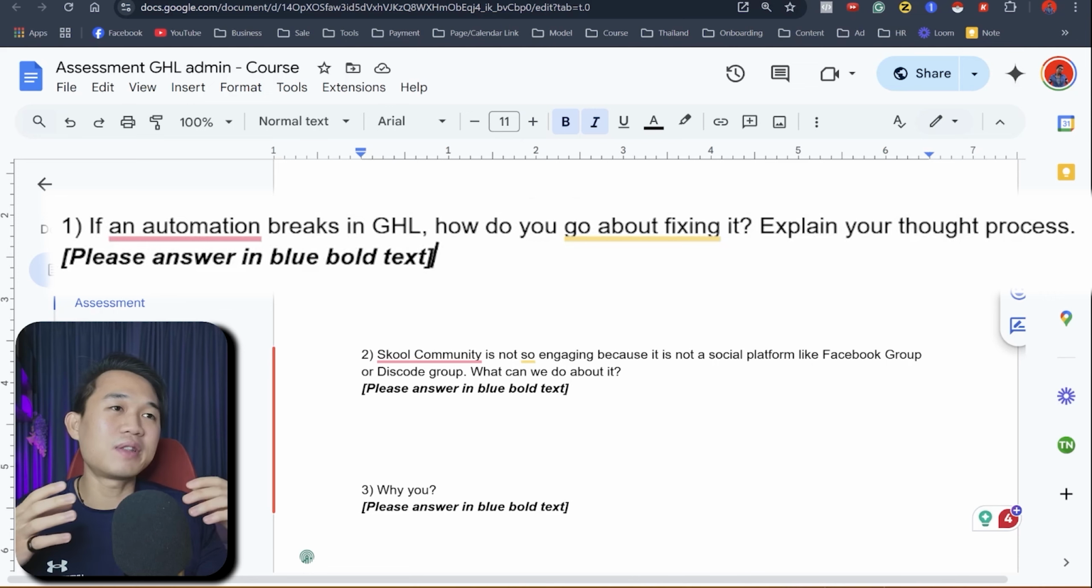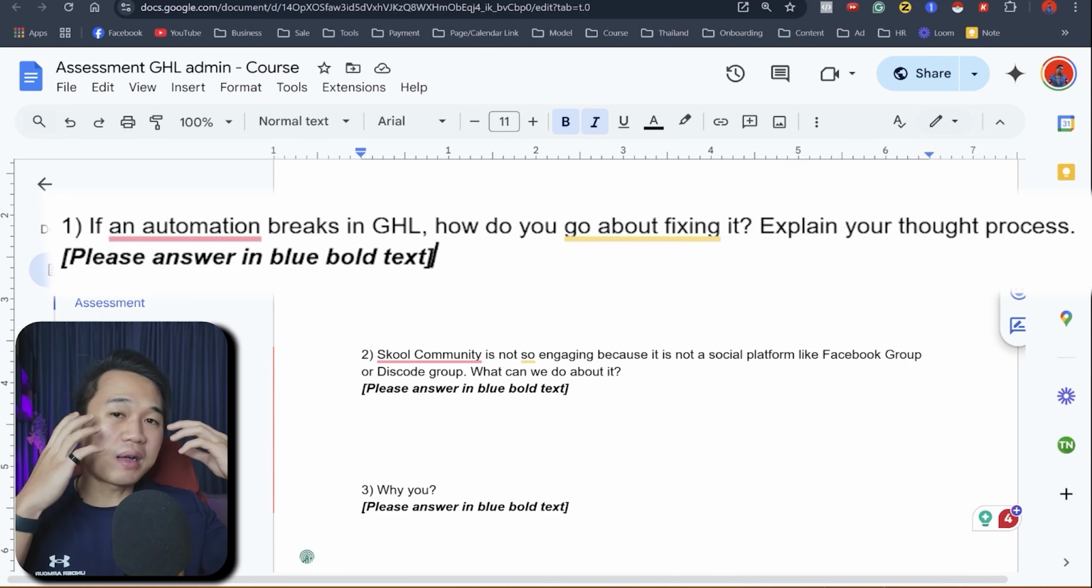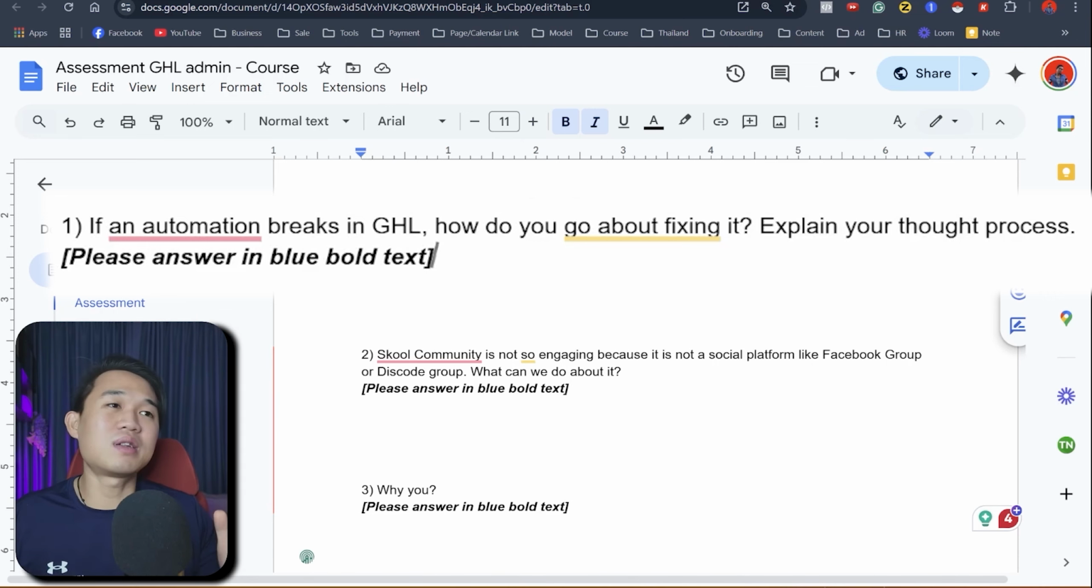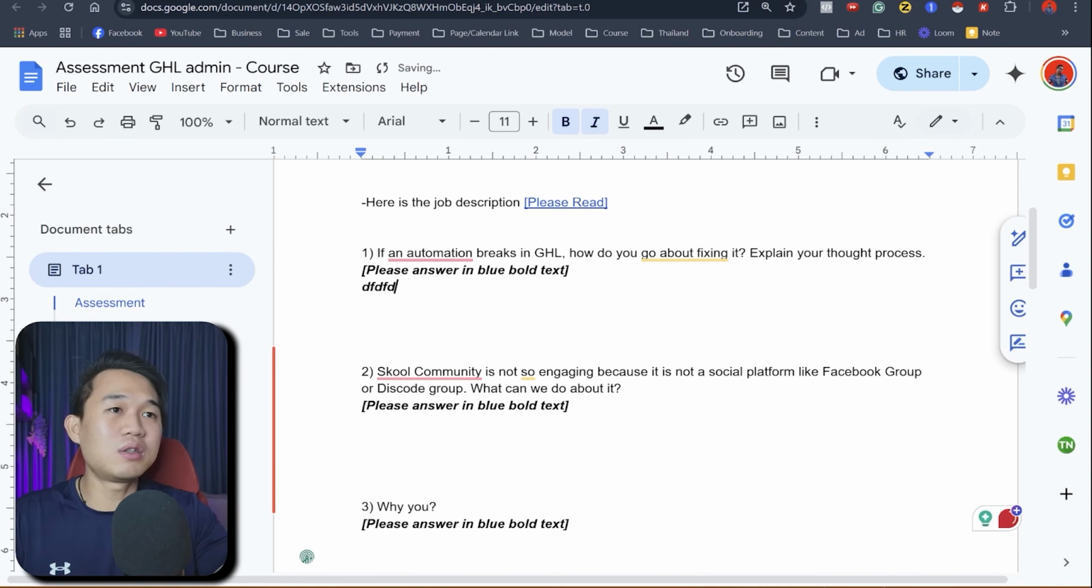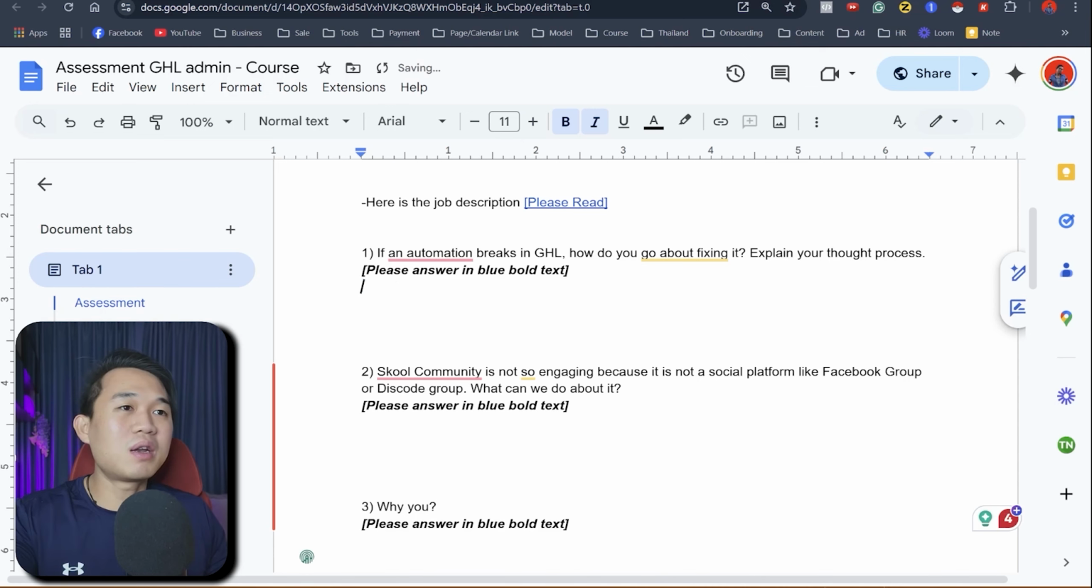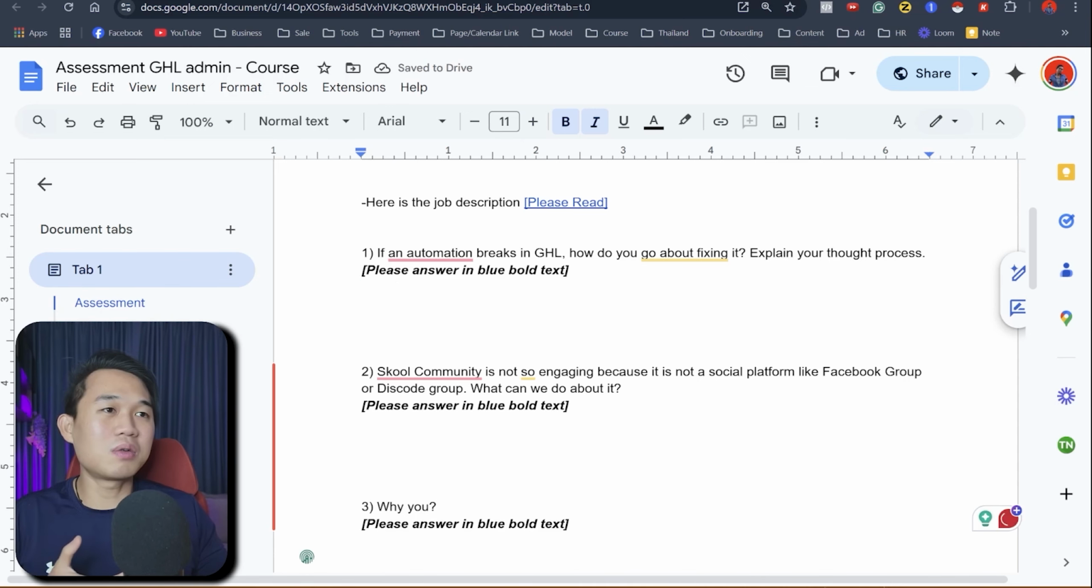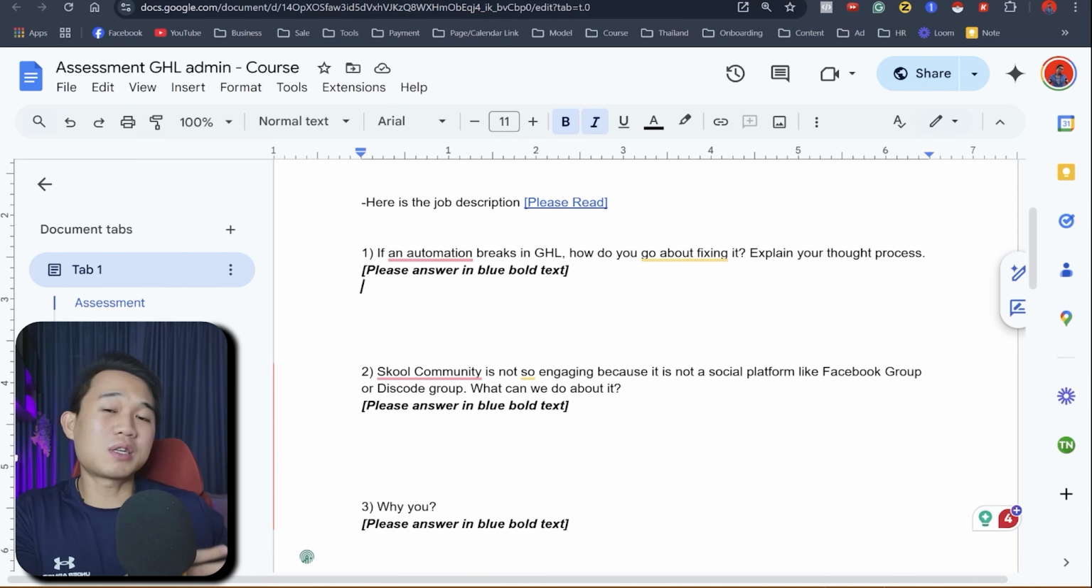Now I want to see if they have the capacity to answer this technical question, but at the same time follow simple instruction. If someone comes in here and didn't give me a blue bold answer, they just failed to follow simple instruction right there. Doesn't matter how good the answer is, they just can't follow instruction. And of all the applications I received, guys, we got a lot of people answering in blue bold text. So it was very common.